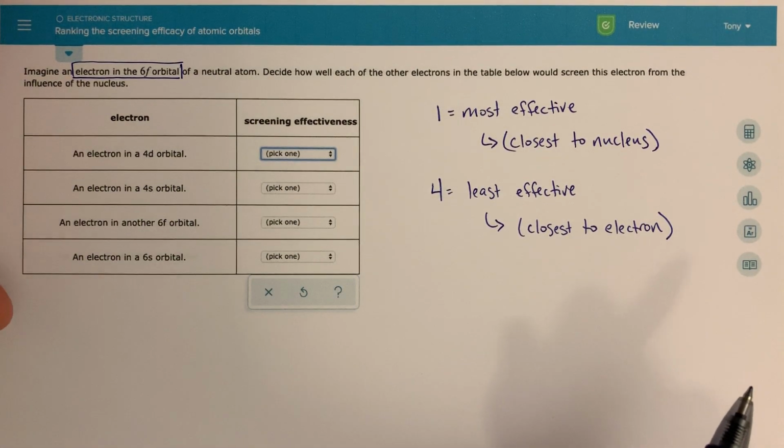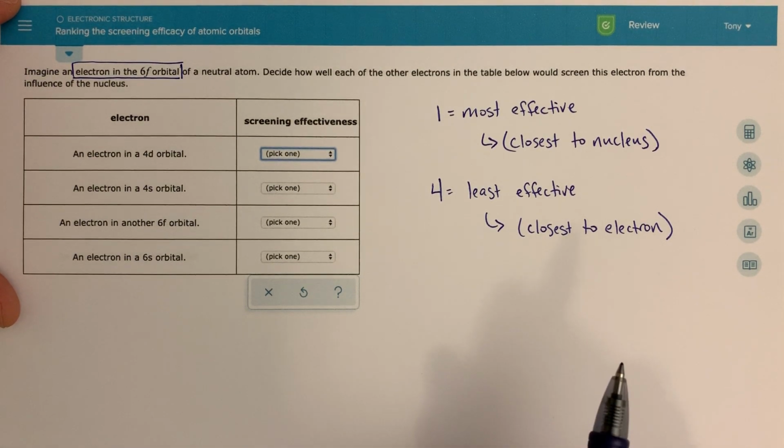This is an ALEKS topic called Ranking the Screening Efficacy of Atomic Orbitals. This was, again, a requested video, so thank you very much for the request.